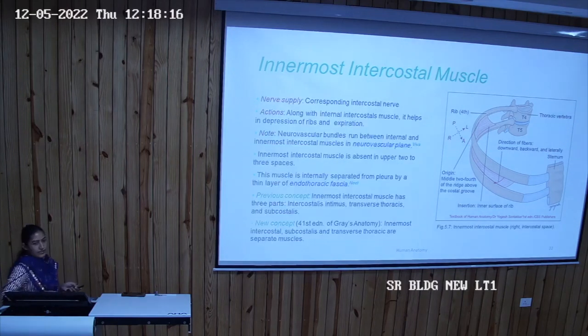There is one concept: earlier in some books you will still find this, that the innermost intercostal muscles include different muscles, that means intercostalis intimus, transversus thoracis and subcostalis. Earlier they were included in the innermost intercostal muscle, but now it is said that innermost intercostal is a separate muscle, subcostalis is a separate muscle, and transversus thoracis is a separate muscle. They are not included in the innermost intercostals. They are studied separately. So you can state either of the concepts, because teachers have read both of them, so they will accept both of these concepts.